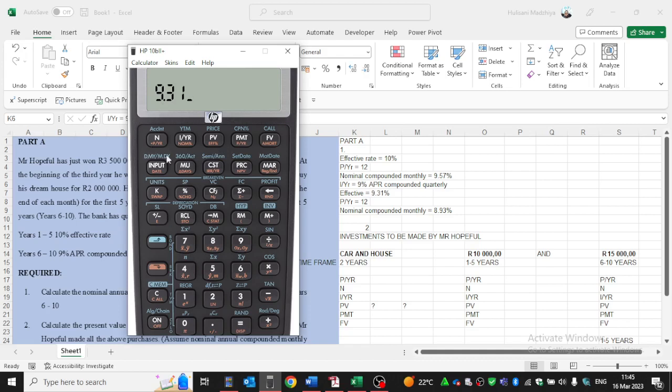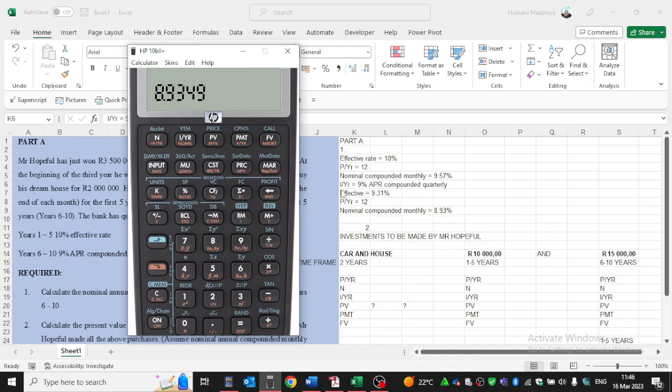So it's 9.31, second function present value. It's entered as 9.31. And then we say 12, it's our frequency of compounding this time. Second function nominal, so it's equivalent to 8.93 compounded on a monthly basis.